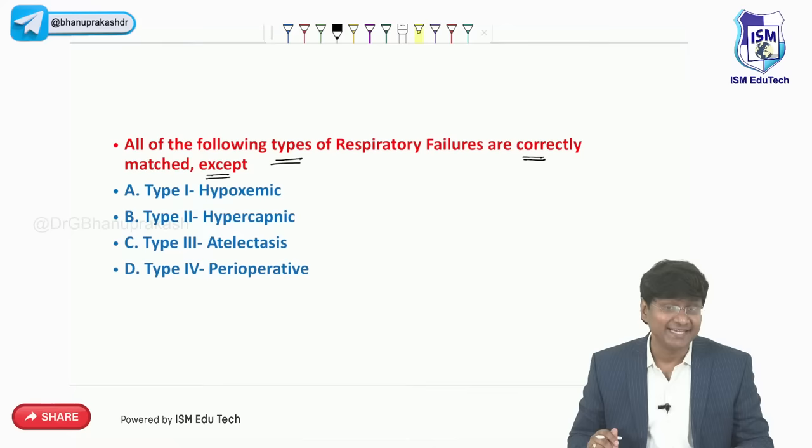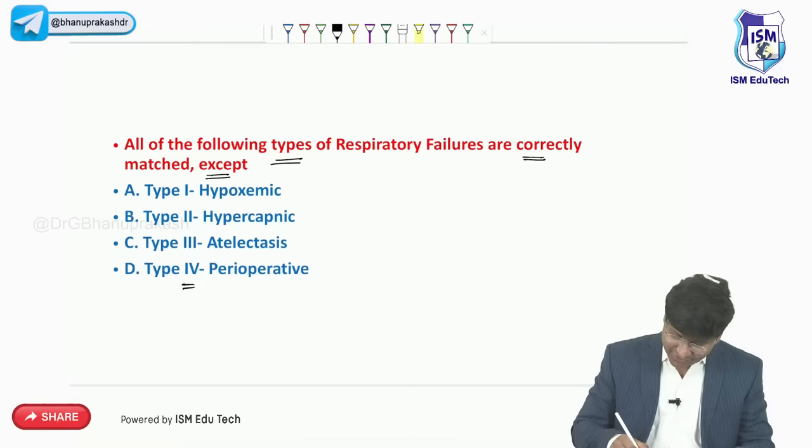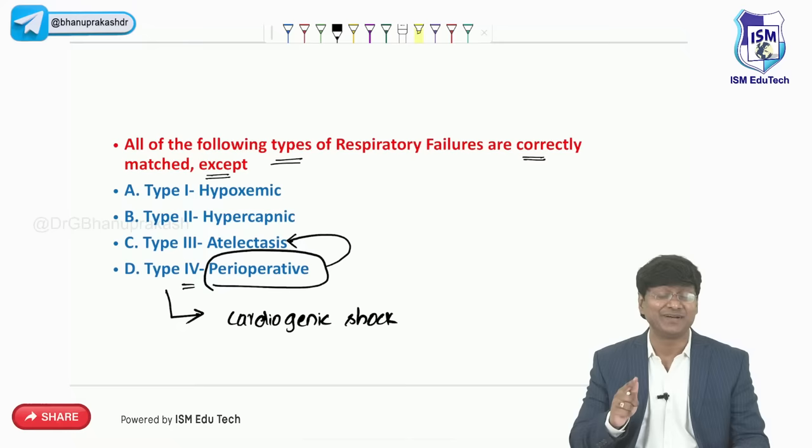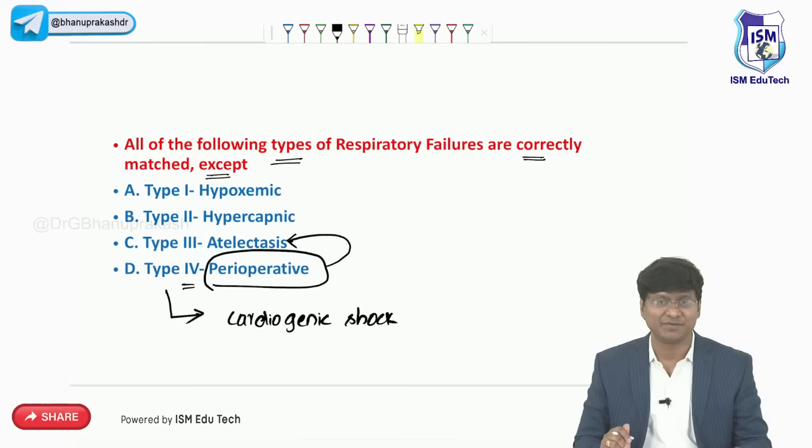Right. So the answer is type 4. Type 4 is not perioperative respiratory failure. So type 4 is what? It is secondary to cardiogenic shock. And which is your perioperative respiratory failure then? Your perioperative respiratory failure is nothing but type 3 respiratory failure. So type 3 respiratory failure is your perioperative.